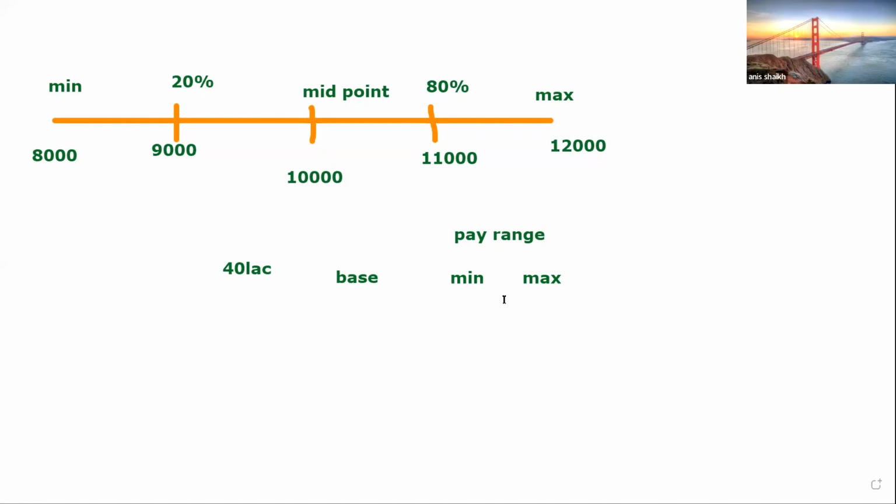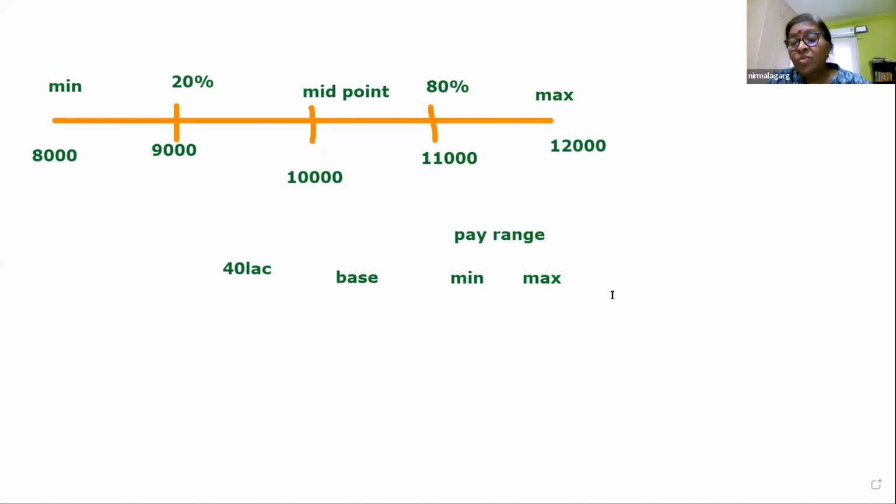Now I will find out what's your comp ratio by taking your salary divided by the midpoint of this range. Not any other range. By the midpoint of this range, and say, hey, this is the comp ratio. Got it? So midpoint is very important.